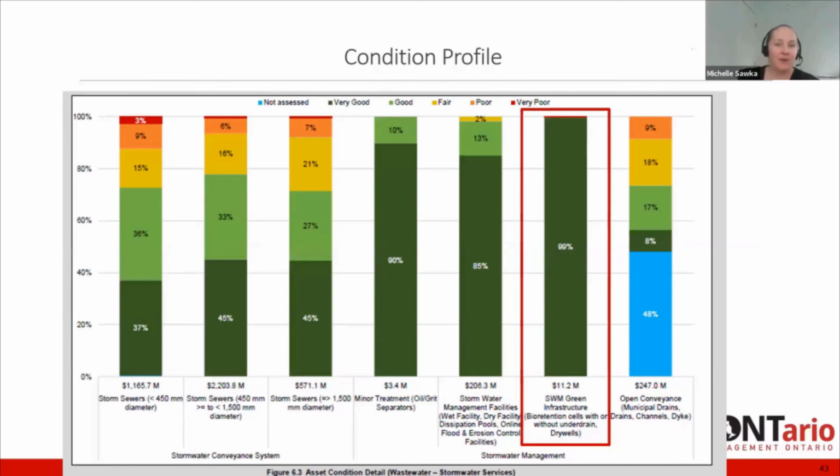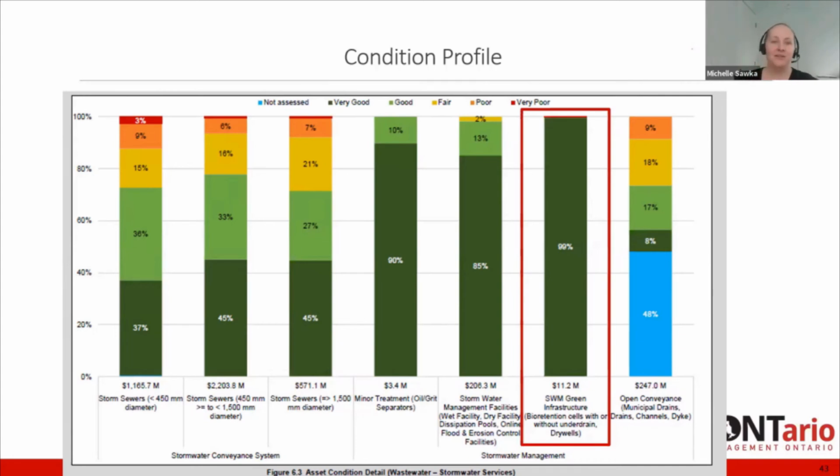This is an example of a condition profile for different stormwater assets in London's asset management plans. So the proportion of the stormwater assets in each condition class are shown. Dark green represents very good condition, and I've highlighted the green infrastructure here in red. As you can see, their green infrastructure stormwater assets are in very good condition for the most part, and this is likely because they're very new, especially relative to your stormwater pipe systems.